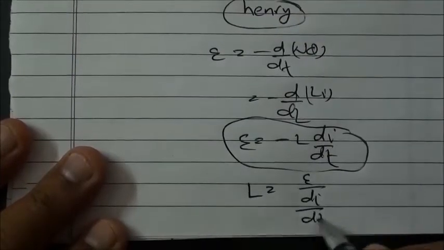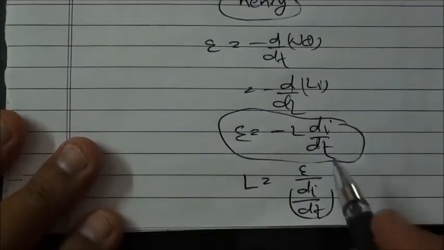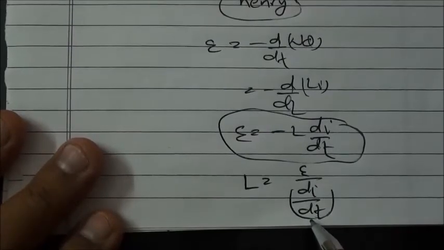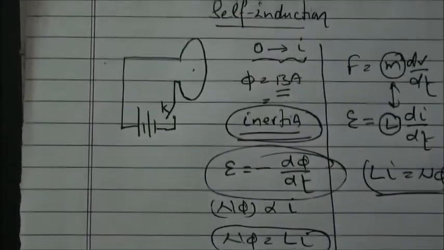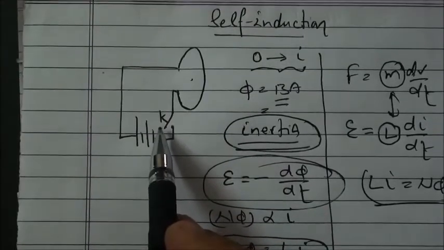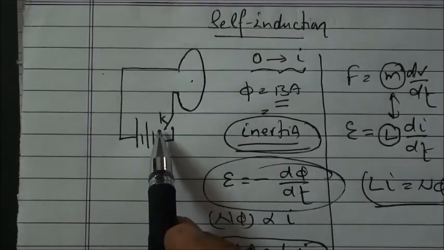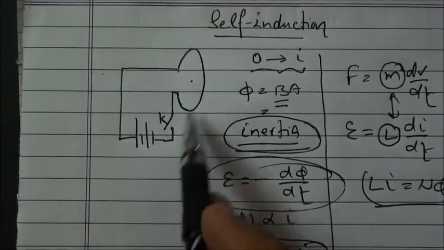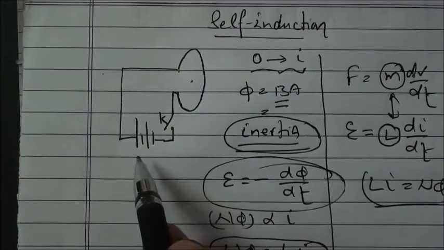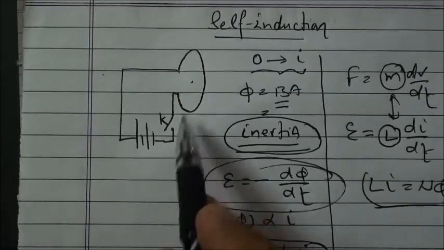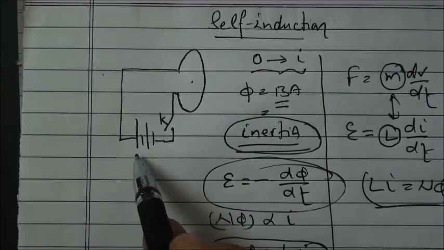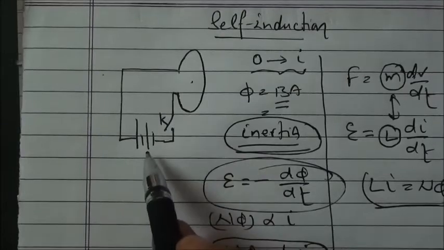It is equal to the induced EMF produced when the current is changing at the rate of 1 ampere per second. Okay, so see it again. Whenever the current through a coil changes, there is an induced EMF, and if it is closed, there is an induced current which opposes the variation. I'm saying variation because when we switch it on, it opposes it. So the induced EMF is opposite to it.